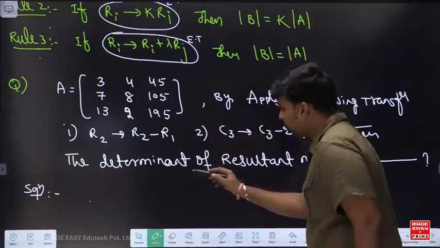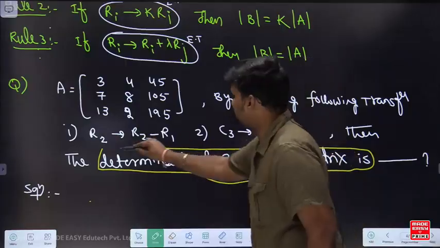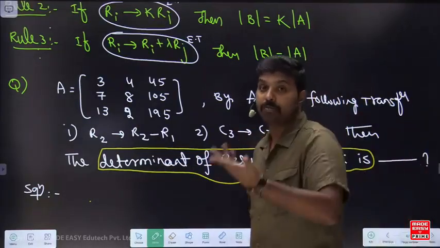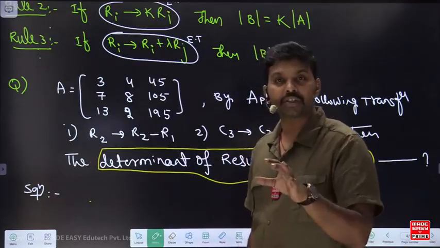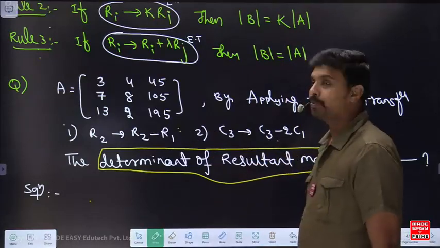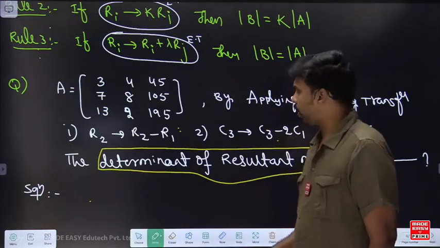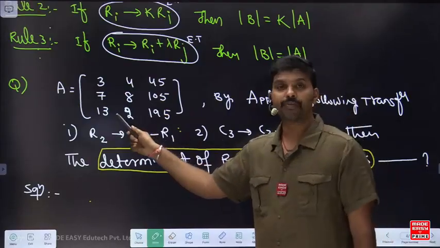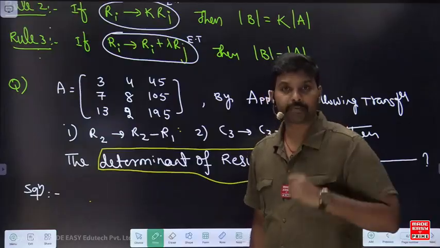Ultimately, what he is asking is this. Please understand this terminology. Determinant of the resultant matrix means the determinant of the changed matrix. How does it change? By applying these transformations, which are the elementary transformations applied on the given determinant. Because of these transformations, the determinant will be getting changed. But if at all it changes, how much does it change?